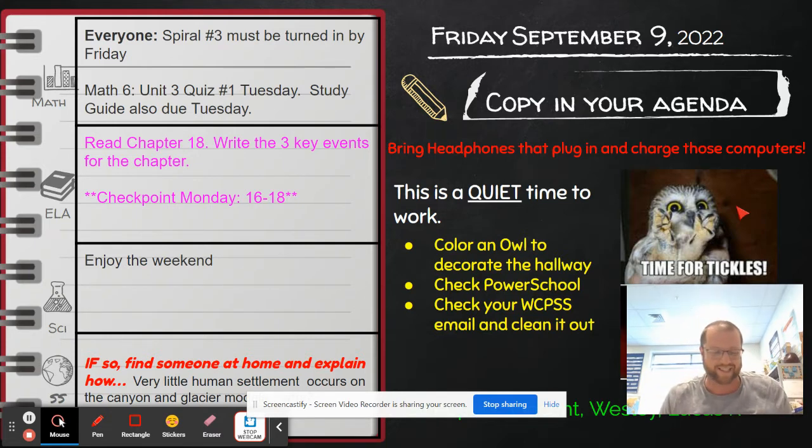In Math 6 next week, we started our study guide on unit rates and measurement conversion today. That will be due Tuesday. We have a quiz Tuesday on measurement conversion and unit rates. And then we'll be moving on to percentages, finding percentages.